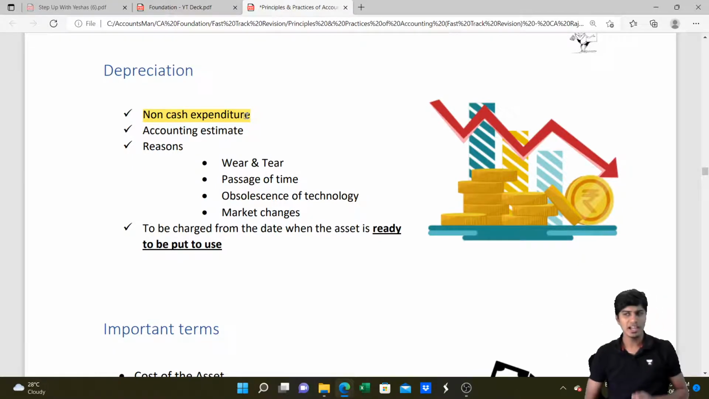I analyze to arrive at a figure. That is an estimate. I think in part 1, towards the last 5 minutes, we discussed what an accounting estimate is, and that's coming to great use here. So depreciation is an accounting estimate.